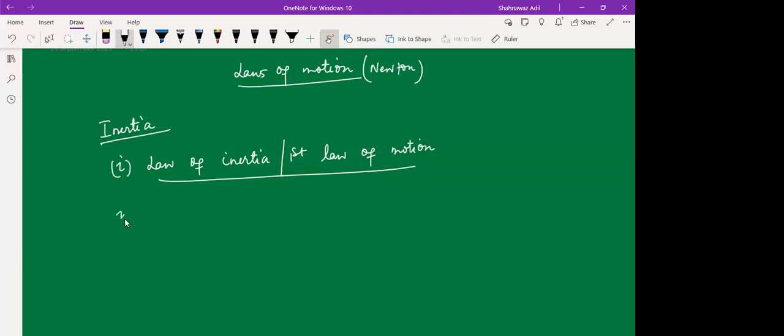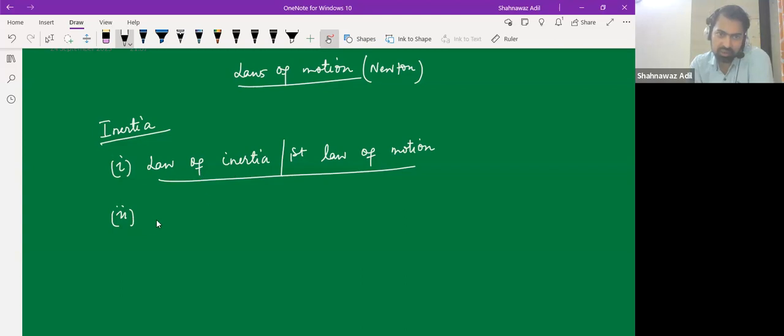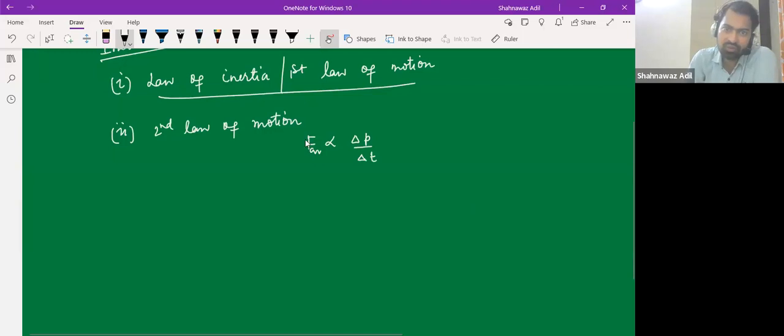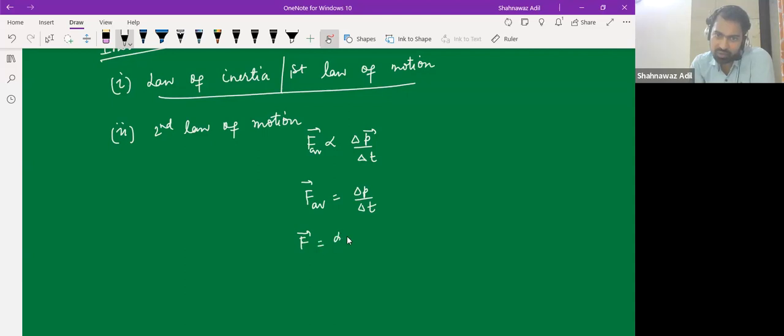And the second thing that we learned in the laws of motion was the second law of motion, which said that the force is directly proportional to the rate of change of momentum, right? So this is the average force, and when we remove this proportionality, this would be delta p by delta t. And when we calculate the instantaneous force, this would be dp by dt. This is the thing that we learned, right?